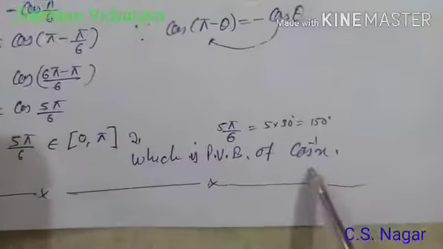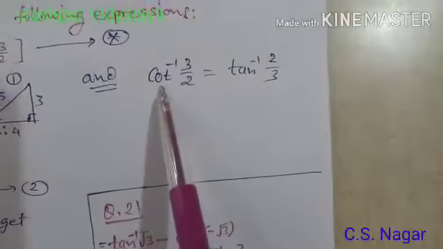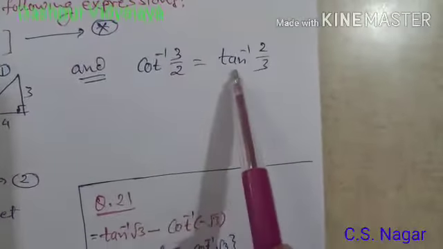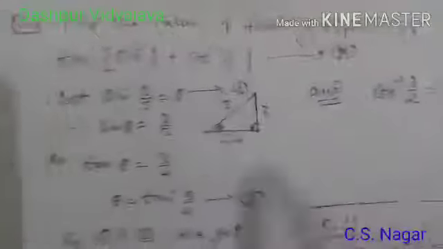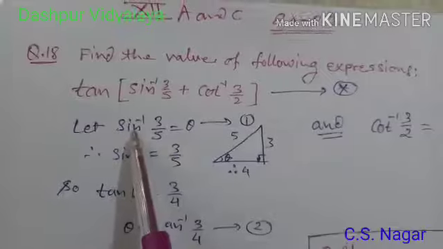Now we have question number 18. Find the value of the following expression: tan inverse 3 upon 5 plus cot inverse 3 by 2. This is tan, this is sin, and this is cot. So cot inverse 3 by 2 is easily converted into tan inverse. Cot inverse 3 by 2 is equal to tan inverse 2 by 3, as both are reciprocals of each other. But sin inverse must be converted into tan inverse.